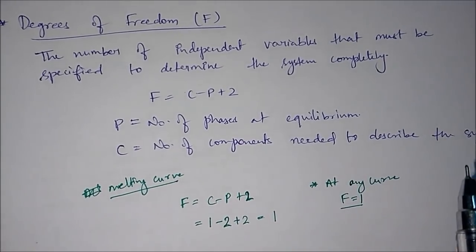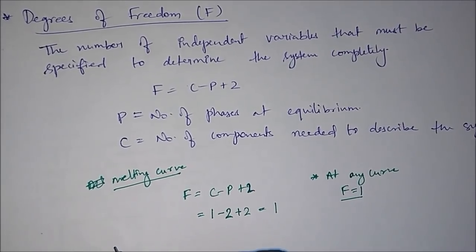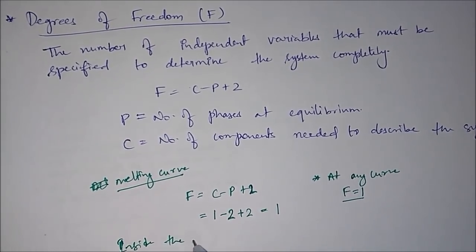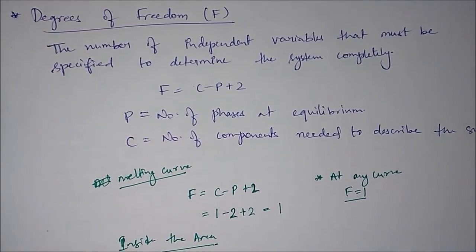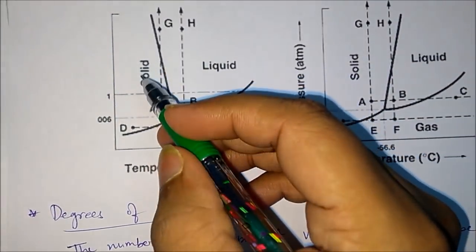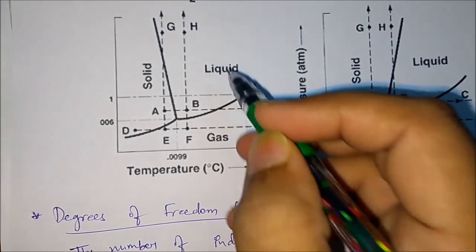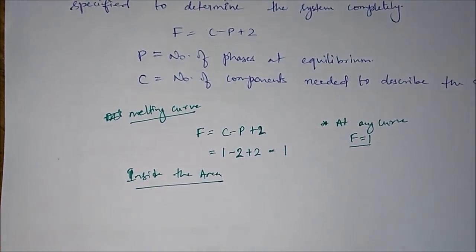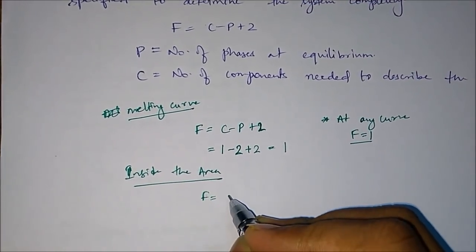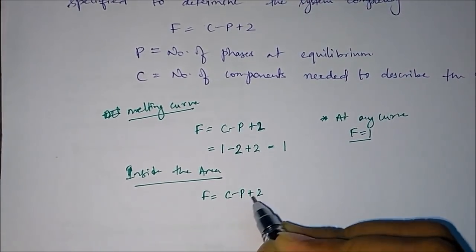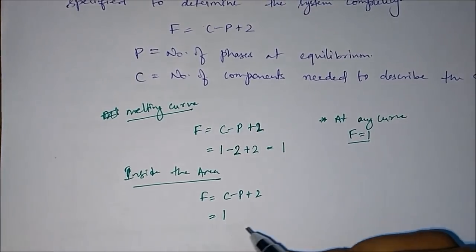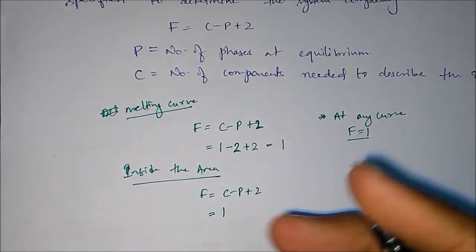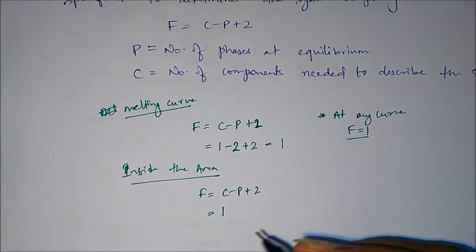Now inside the area, so if we talk about the area, this is also an area, this is also an area, and this is also an area. So inside the area, how many degrees of freedom will be there? So F equals C minus P plus 2. So component is 1 only, because we are dealing with one type of component only, that is water or carbon dioxide. So component will be 1.